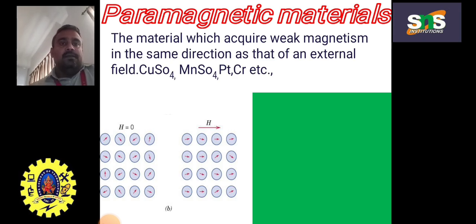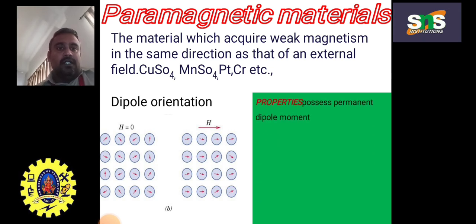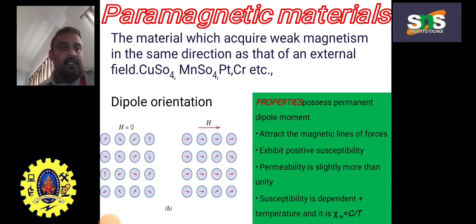So next, the properties of paramagnetic materials. The diagram shows that in the first diagram H equal to 0, all the electrons are in random directions. Then the second diagram shows that almost all the electrons align parallel to the applied field direction. Properties of paramagnetism: attract the magnetic lines of force, positive susceptibility, permeability is slightly more than 1. Susceptibility is dependent on temperature.